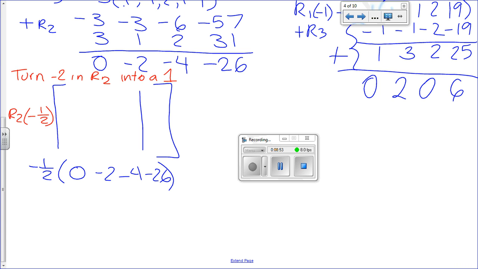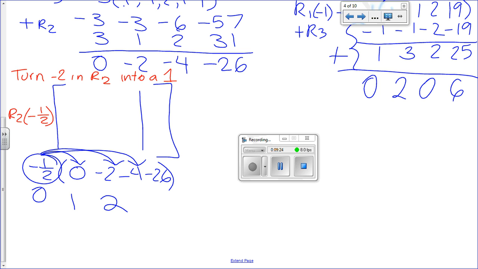Okay. So when we multiply by negative 1/2, make sure you account for the negative signs, okay? So negative 1/2 times 0 is still 0. Negative 1/2 times negative 2 is positive 1. Now negative 1/2 times negative 4, that will be positive 2. Remember that multiplying by 1/2 is the same as dividing by 2.